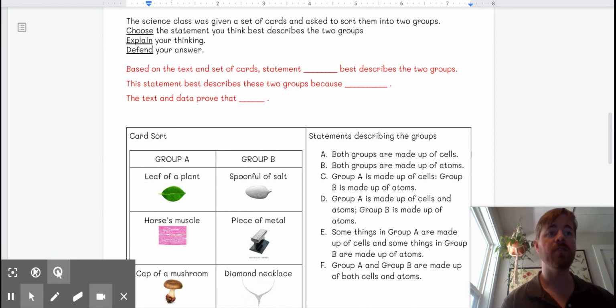Your task is to choose the best answer, which answer A, B, C, D, E, or F you think is the best, and then explain why you chose it and defend it. Why is that the best answer?